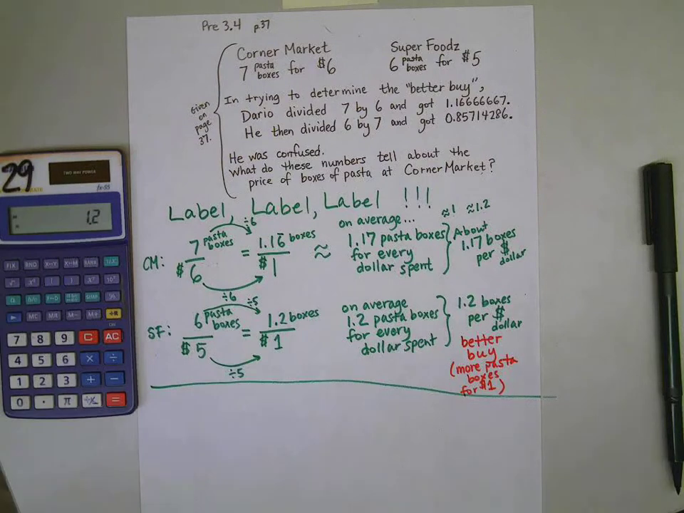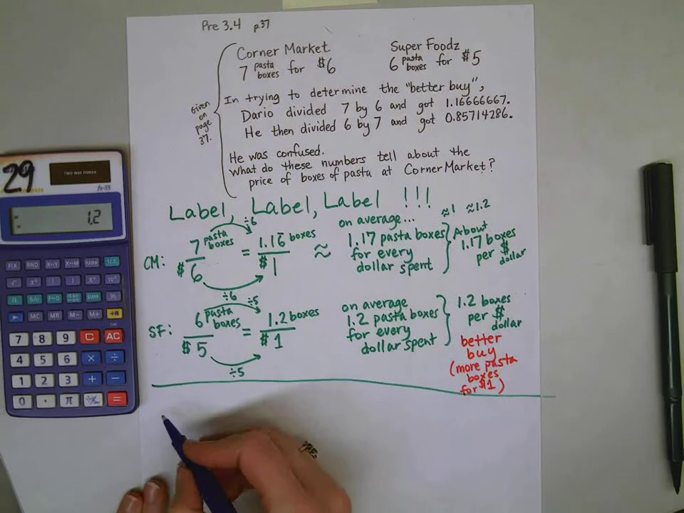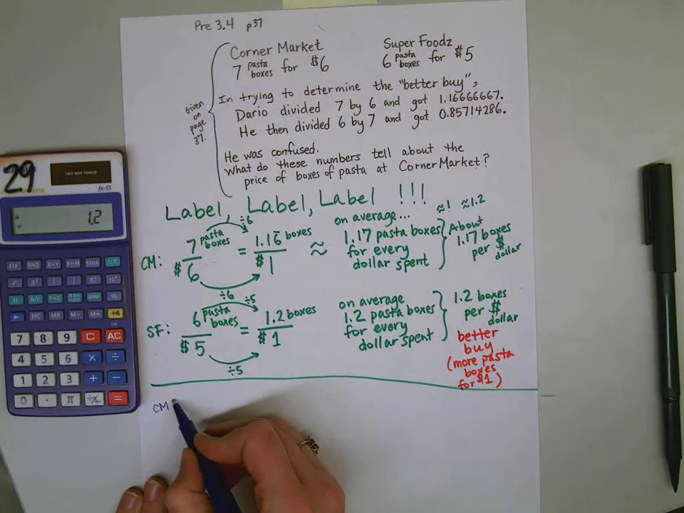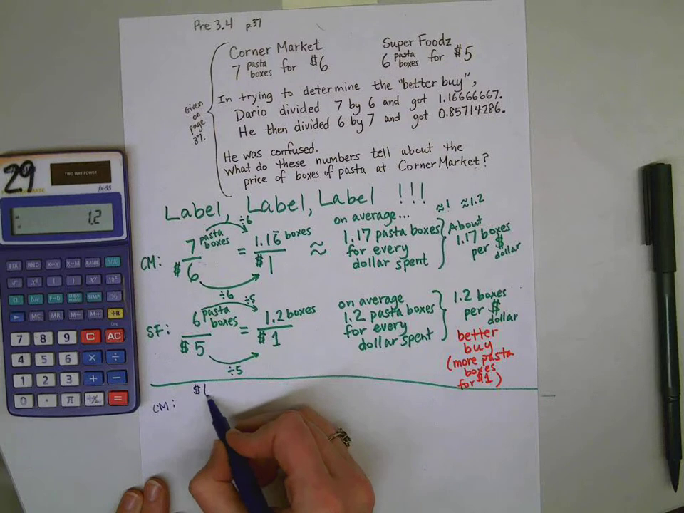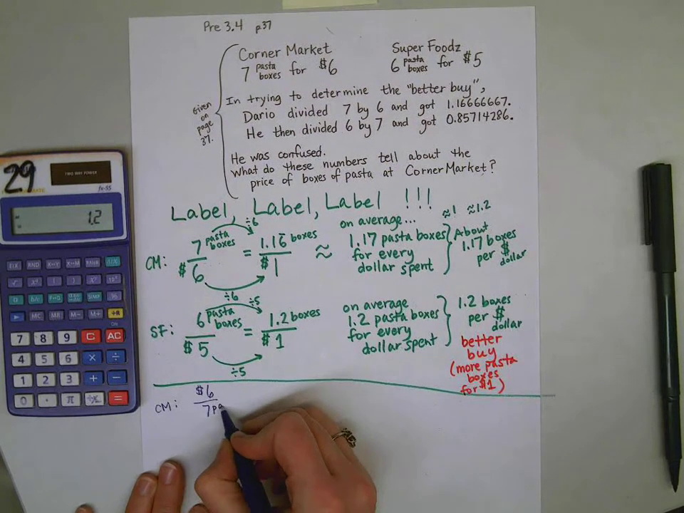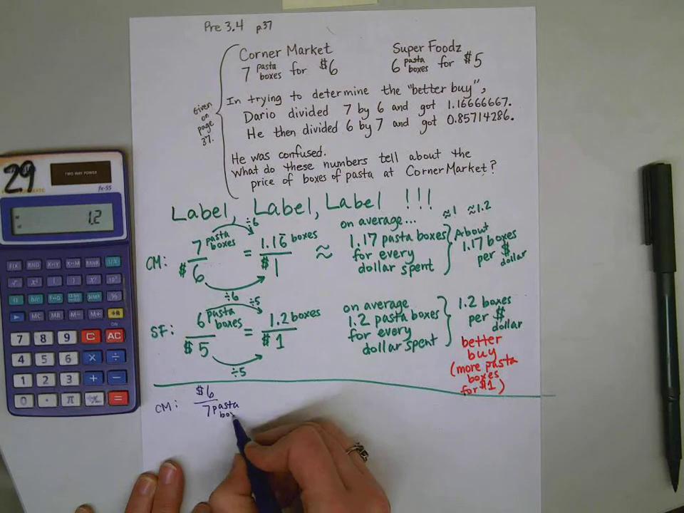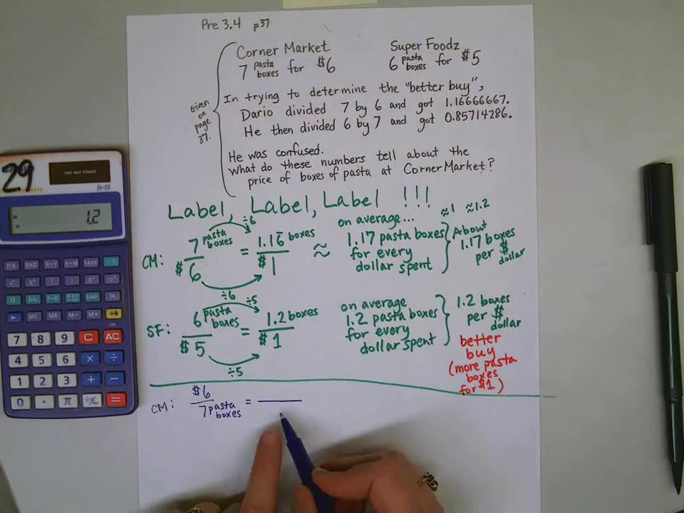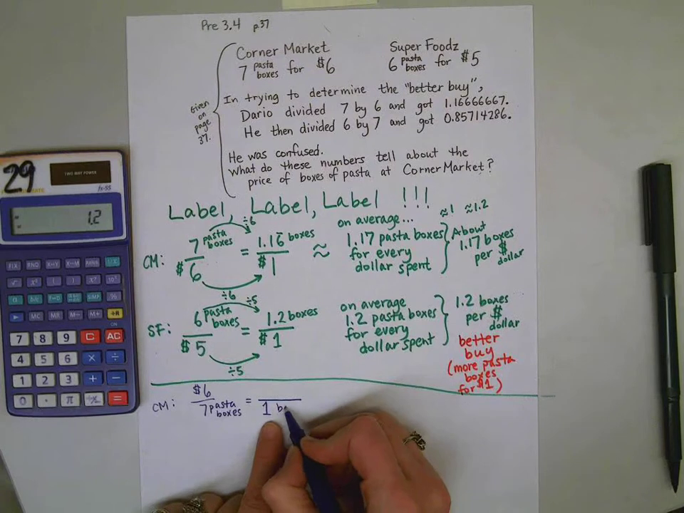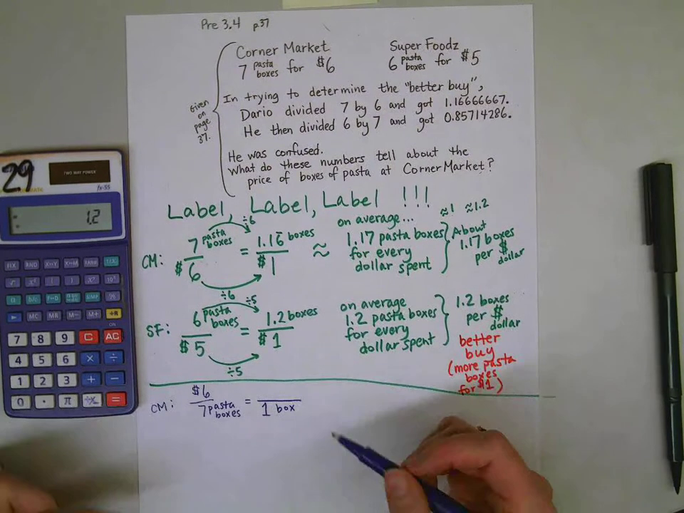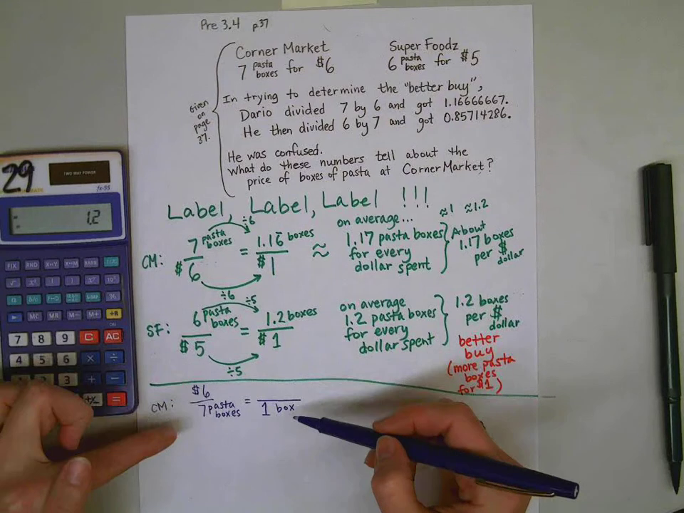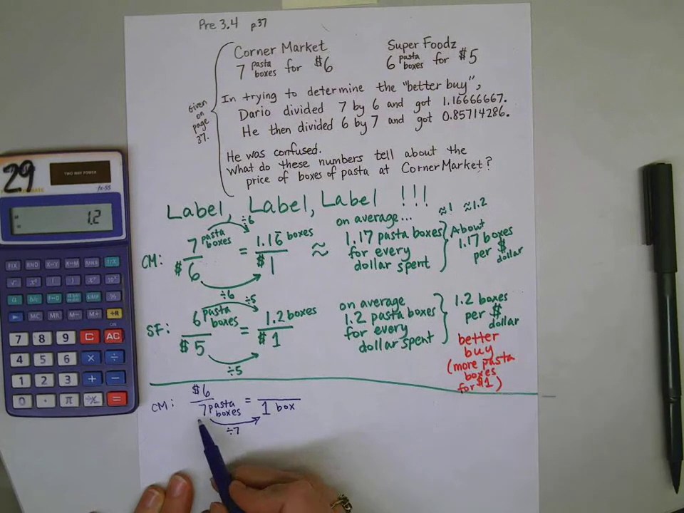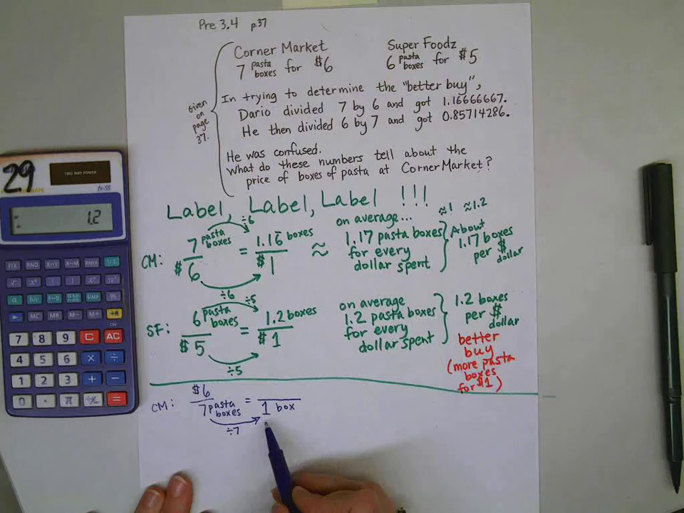Now, in comparison, if we switch that ratio around, and rather than doing pasta boxes on the top and dollars on the bottom, we put the dollars on the top and the number of pasta boxes on the bottom, we are now making a different comparison. In this one, if we scale the 7 pasta boxes down to 1 pasta box, we're answering the question of how much does it cost for 1 box of pasta. To scale 7 down to 1, it's dividing by 7. It's always dividing by that same value when we're wanting to turn it into 1.